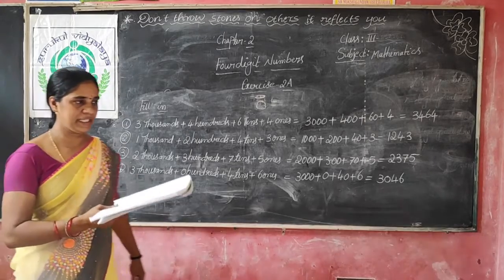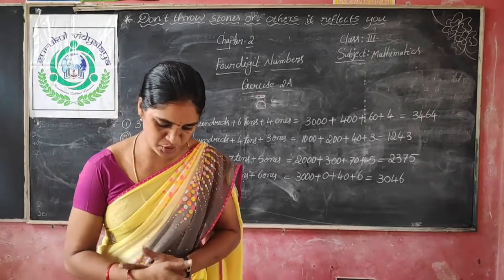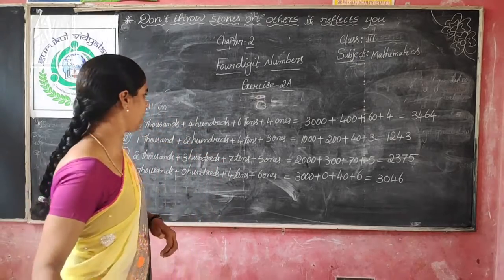Yeah, we'll go for the next. Write the number shown on the abacus. Okay, see.